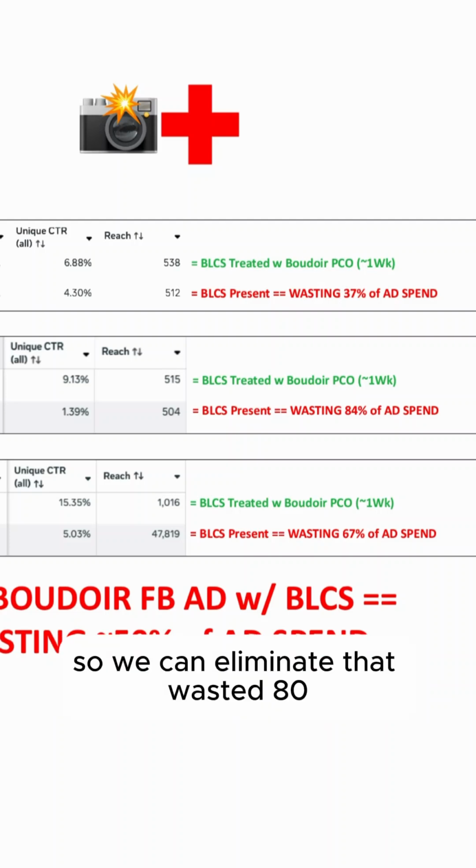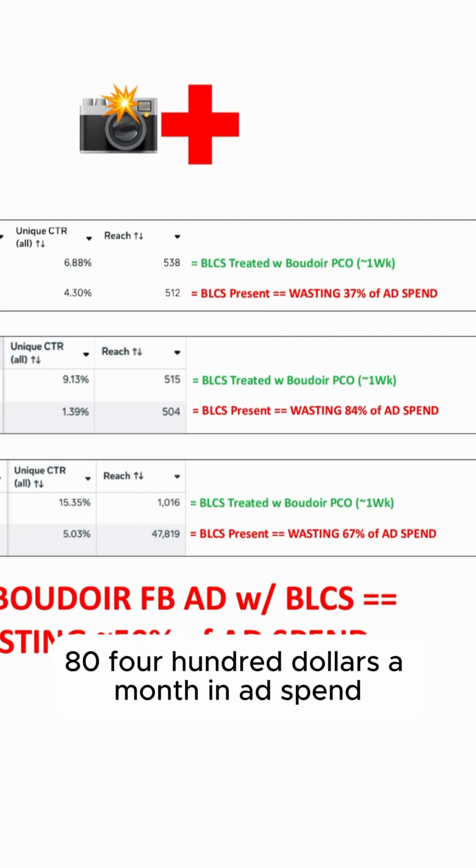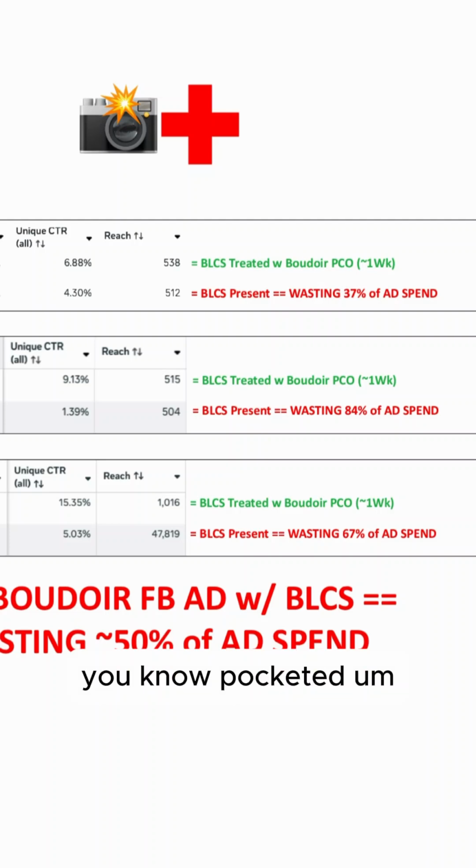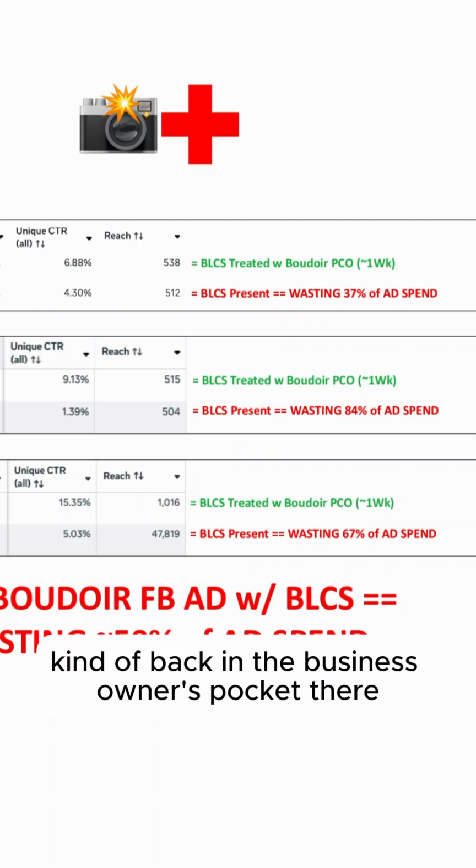So we can eliminate that wasted $8,400 a month in ad spend and pocket that. It's literally like 100 grand pocketed, a bonus back in the business owner's pocket there.